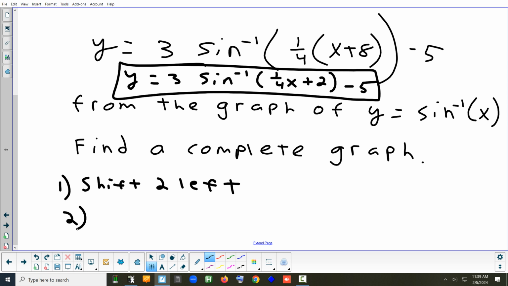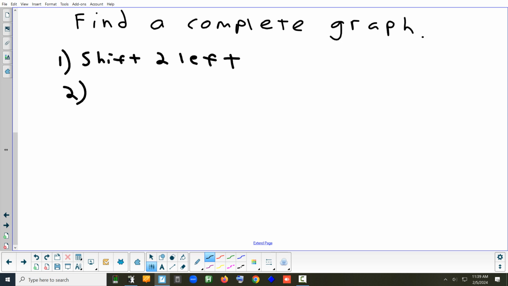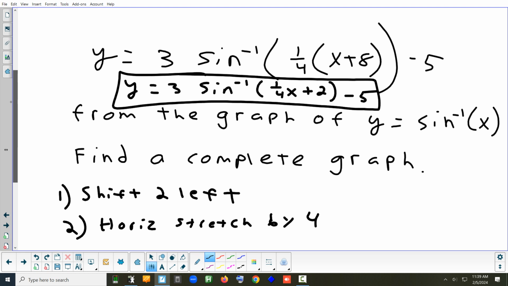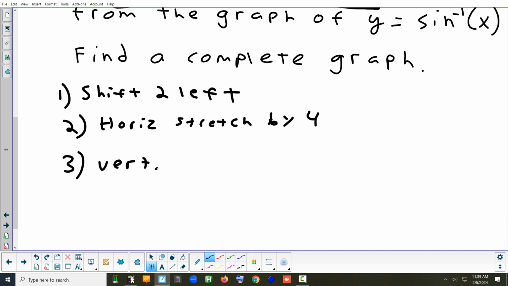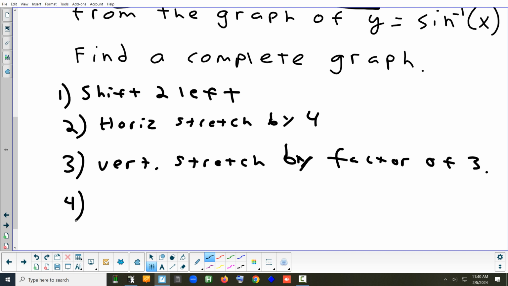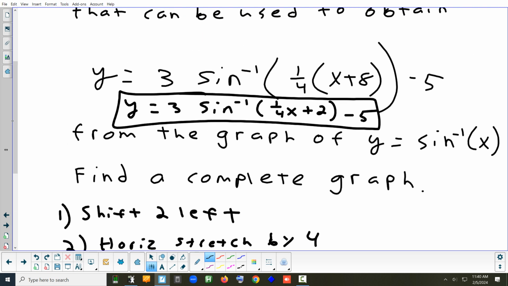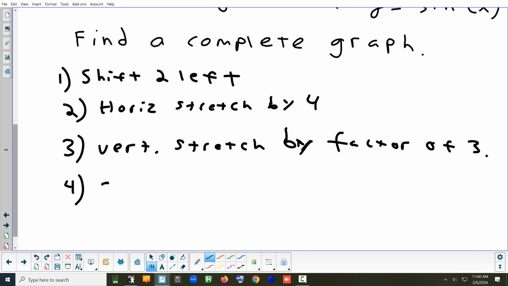Yeah. This 1/4 is going to cause the graph to get bigger, so it's really going to stretch by 4. Yep. So horizontal stretch by 4. Okay. Next thing that's going to happen. Vertical stretch by factor of 3. A vertical stretch by factor of 3. And the last transformation. Down 5. Yep, shift down 5.